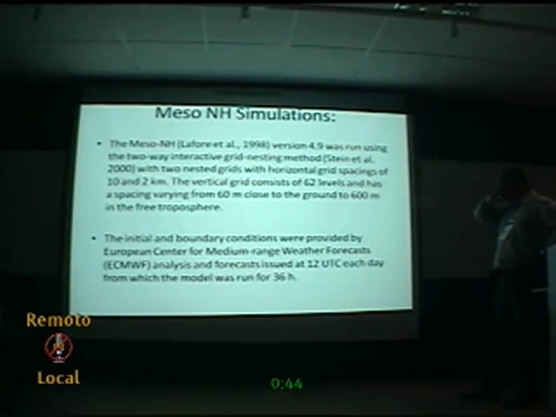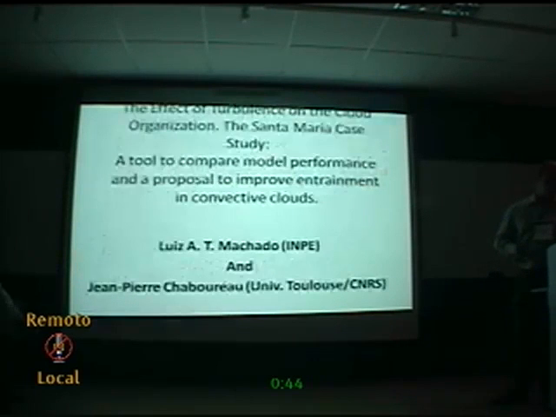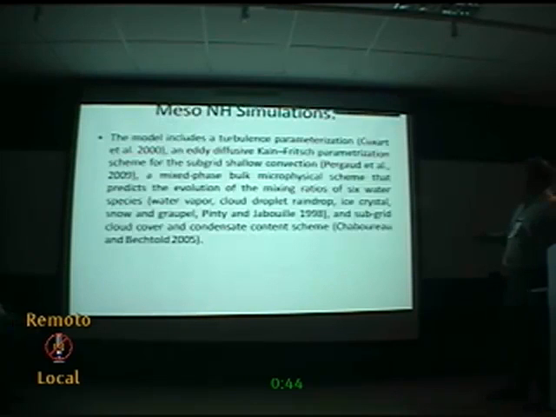So 62 levels. The initial and boundary conditions were provided by the European Centre, and the forecast was done from 12 UTC to 36 hours. The model includes the turbulence parameterization, an eddy-diffusivity Kain-Fritsch parameterization scheme for subgrid shallow convection, and a mixed-phase microphysical scheme that also provides six water species: ice, crystal, snow, graupel, and so on. All these people are from the same lab, so it's easy to contact and discuss this.